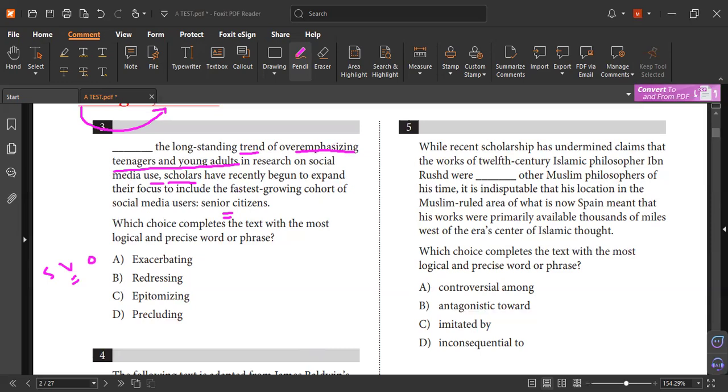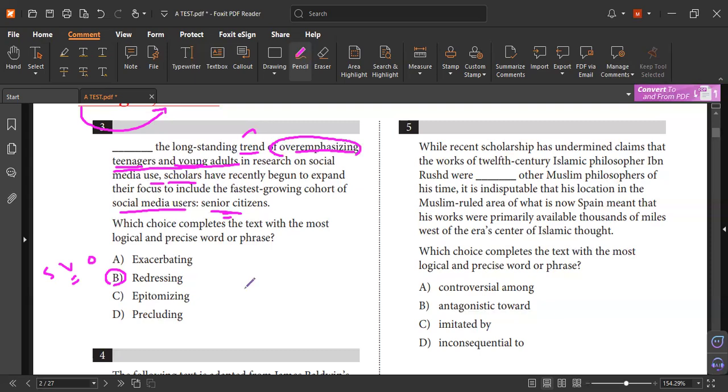Did you find it? You know what it means to redress? It's not about dressing, by the way. If I want to redress something in academic language, it means you are going to find the solution, to remedy, to compensate. So that means we have a problem: the trend of over-emphasizing teenagers. So the scholars wanted to change the focus to senior citizens, not only teenagers, because they wanted to solve this problem, or remedy it, or reform it, or correct it.